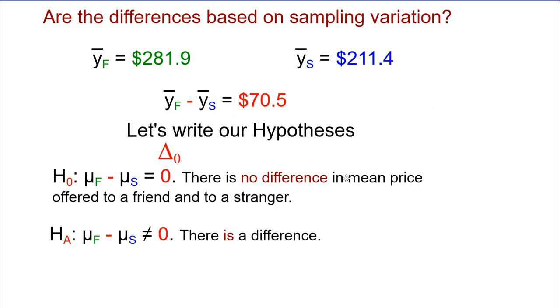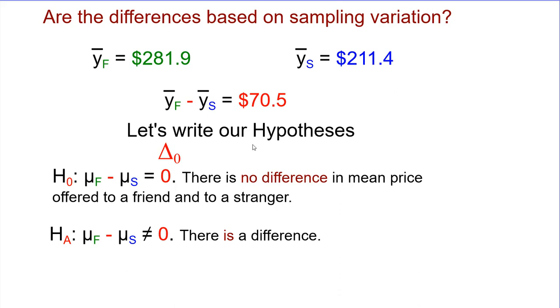All right, so we've got two different samples, and we want to compare the two means. The difference in the two means is friend minus stranger. I put the friend first so that our value would be positive, because we expected it to be positive. We expect that we would offer a friend more than we would offer a stranger. So the difference was $70.50. Now the question is, could that difference just be based on sampling variation? To answer that, we have to look at the sampling distribution model for the difference between these two random events, and that has to take into account their individual sampling distribution models' variation.